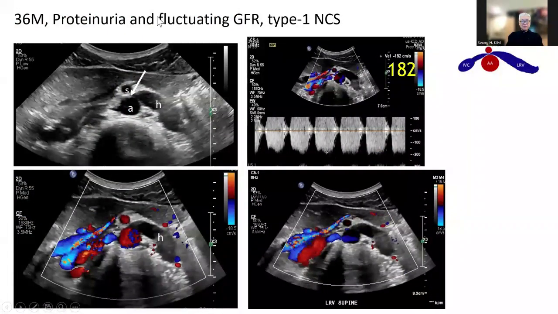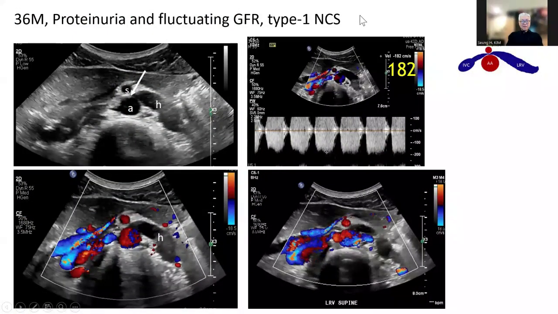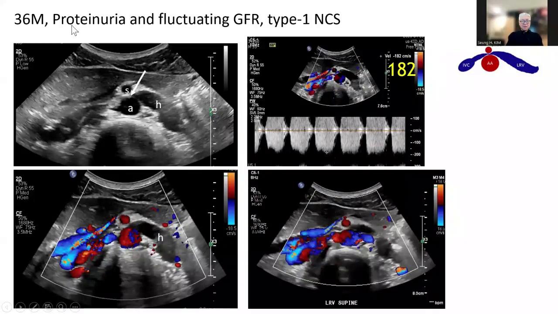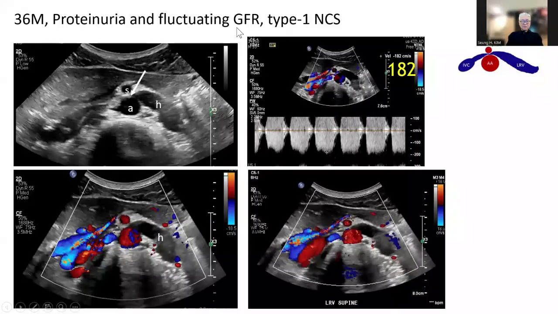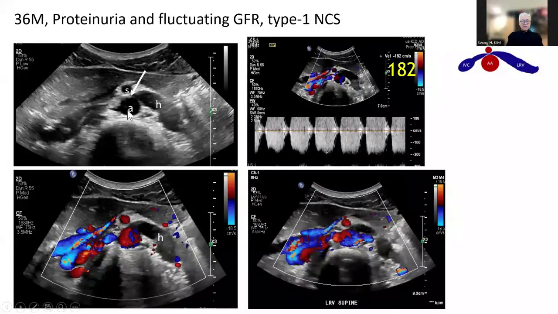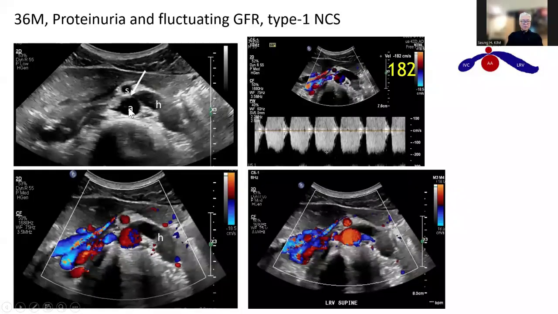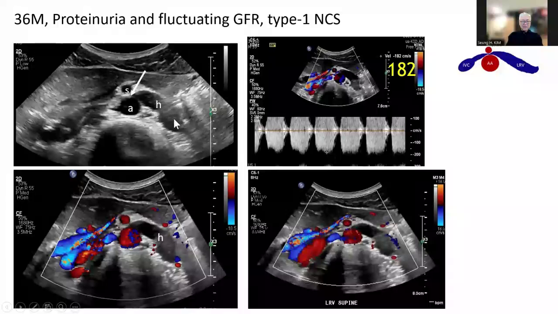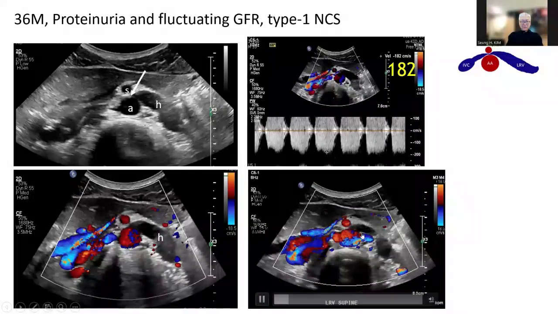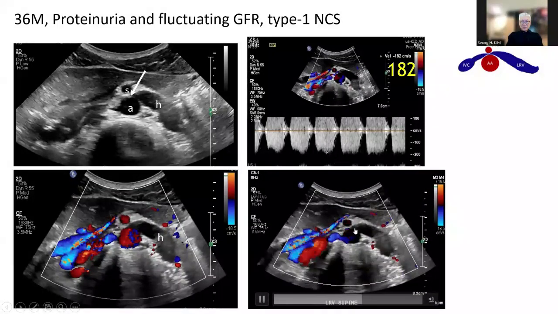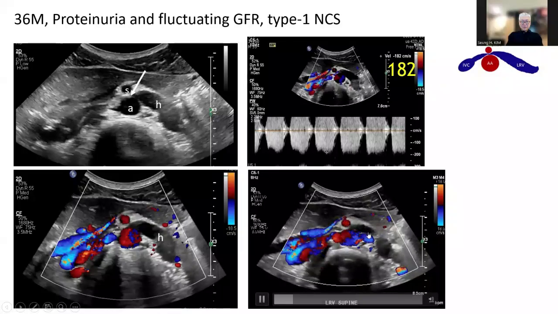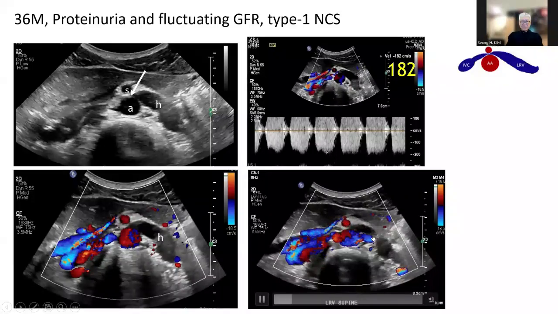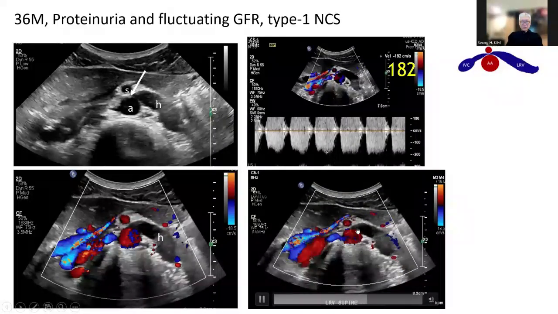Let's see each example. This is an example of type 1 Nutcracker. We see a man with proteinuria and fluctuating glomerular filtration rate. The aorta superior mesenteric artery space is narrow and compressed here. The left renal vein is dilated. And with this color Doppler ultrasound, we can see the absence of flow signal in this dilated left renal vein. It means that there is very sluggish flow here.